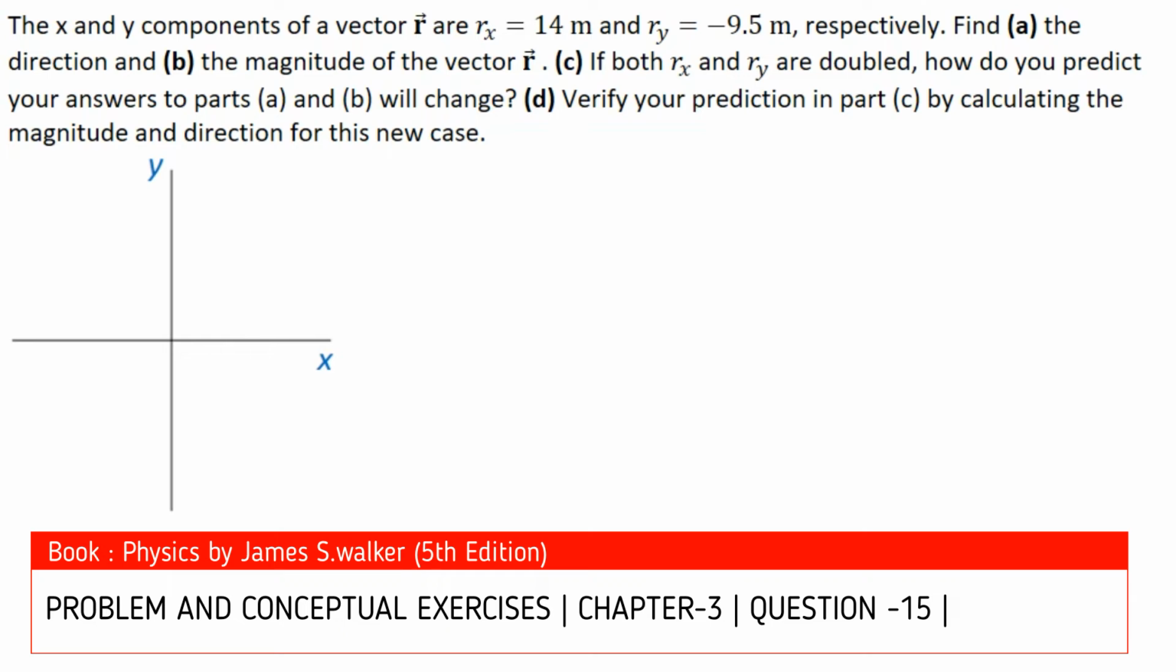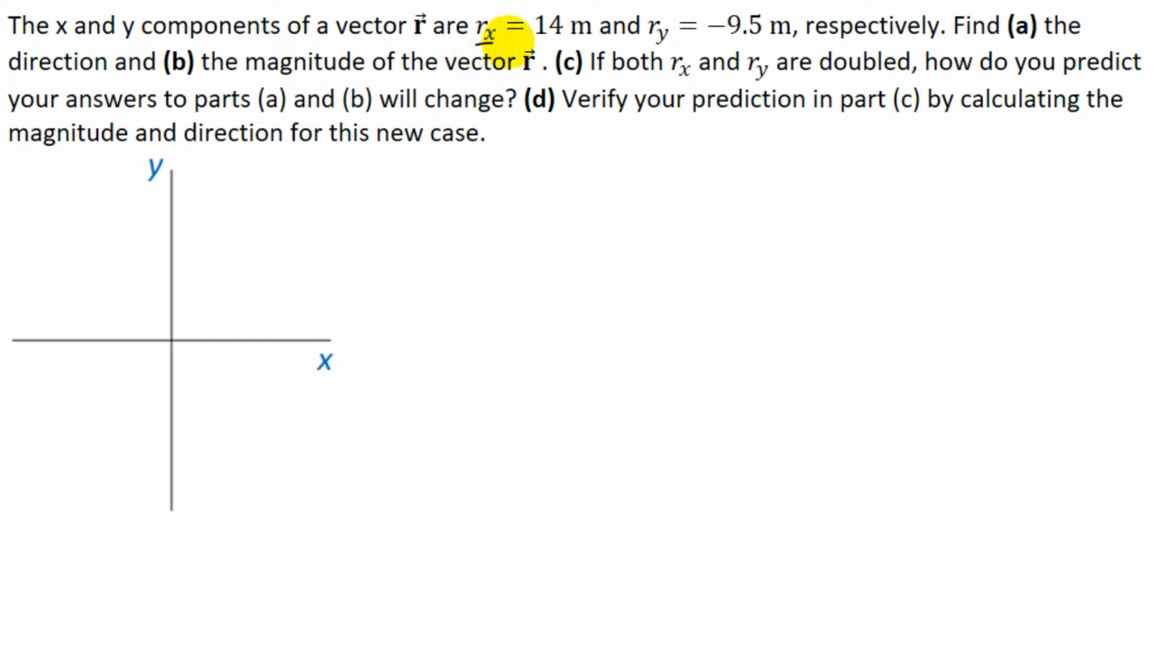Here in this question we are given that the x and y components of a vector r are: x component 14 meter and y component minus 9.5 meter. In part A we need to find its direction, and in part B we need to find the magnitude of vector r. But before that I'll draw this vector r. Now the x component is positive and the y component is negative, so it should lie in the fourth quadrant. This is positive x, this is positive y, so this would be negative y and this would be negative x, so the r vector would lie here. This should be the r vector.